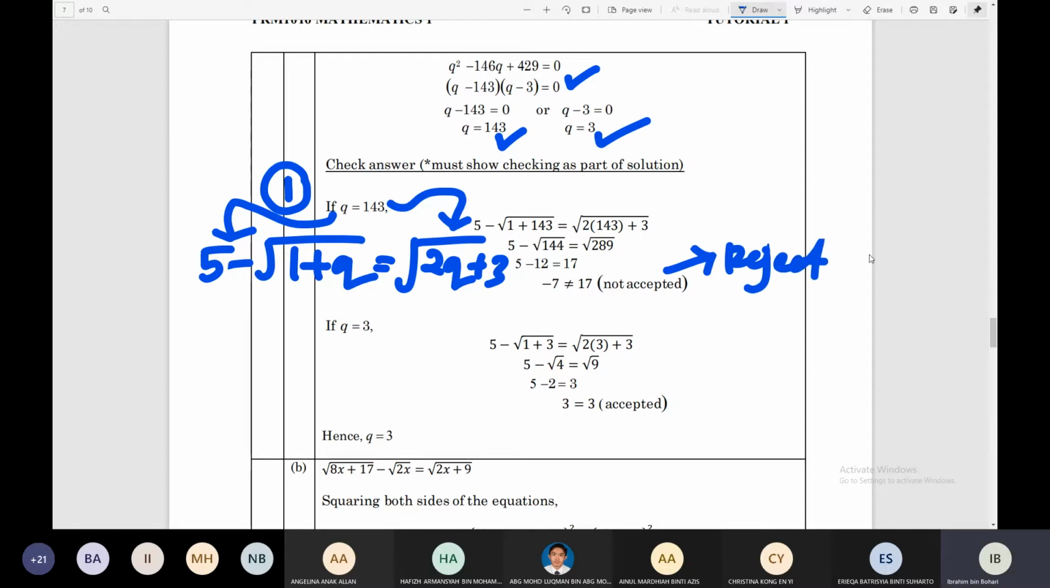Okay. So not equal, and the second value, q equals 3, this one is the same. This value you substitute into the equation, here substitute into the 2q plus 3. And then you compare the left hand side, which equals 3, and the right hand side equals 3. So this one you accept, okay. So the answer to the question is q equals 3.